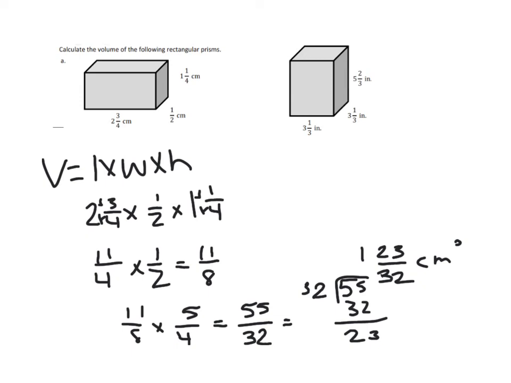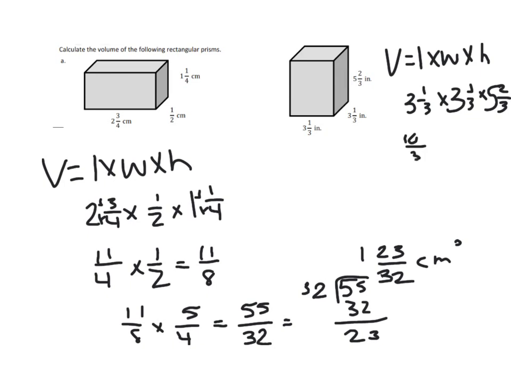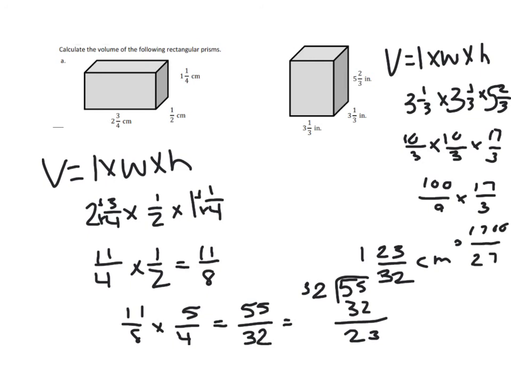Let's try one more. Again, volume equals length times width times height. I have 3 1/3 times 3 1/3 times 5 2/3. 3 times 3 is 9, plus 1 is 10, so I have 10/3 times 10/3 times 17/3. And 10/3 times 10/3 is 100/9 times 17/3. I have 1,700 over 27.